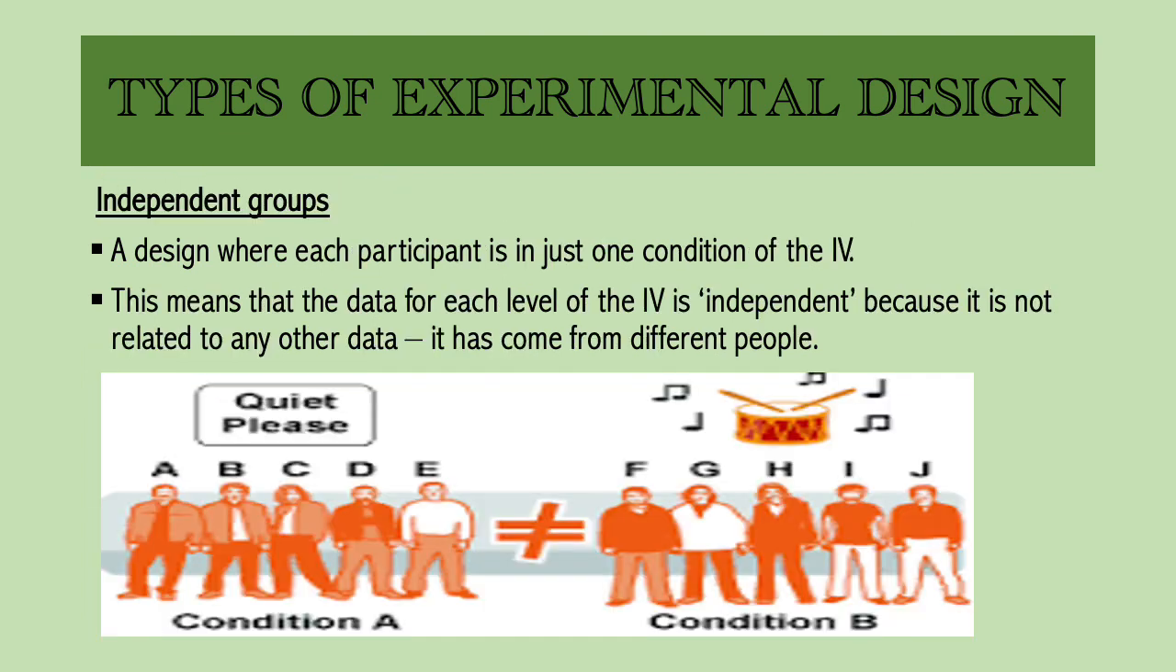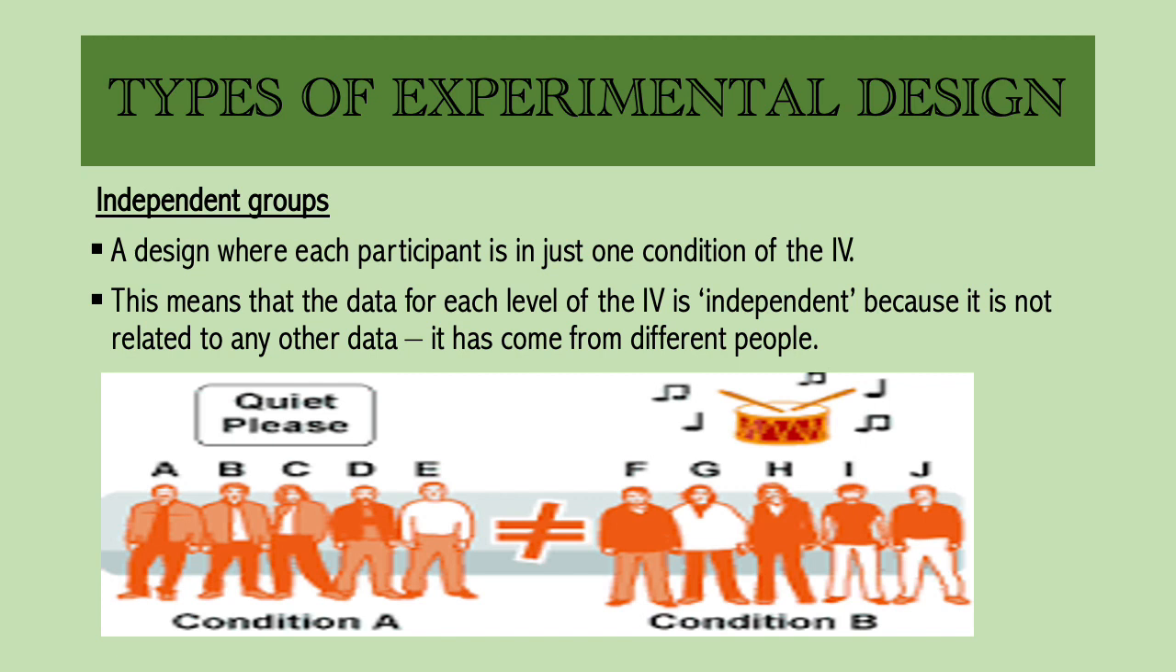Now the second one is independent groups. This is the opposite of repeated measures. I want you to go straight to the picture first. You have two conditions of the IV here, condition A and condition B. Condition A is a quiet condition, condition B is a music condition. Now I want you to focus on the identity of the participants. In condition A, you see the participants are CA, CB, CC, CD, CE.